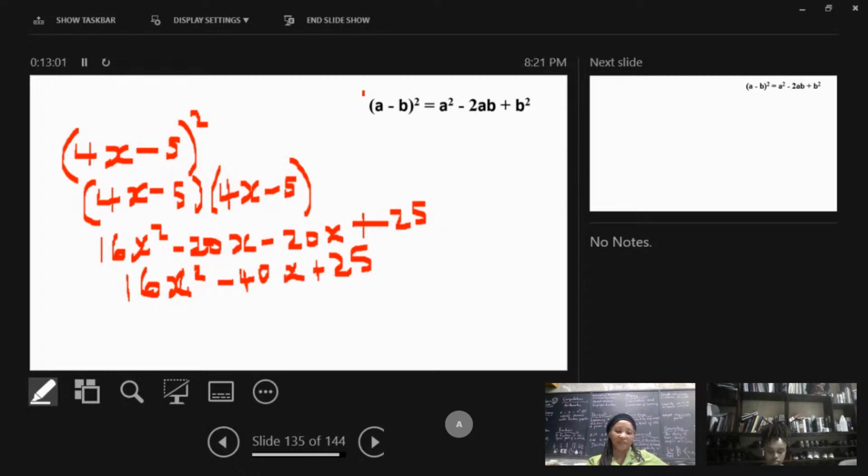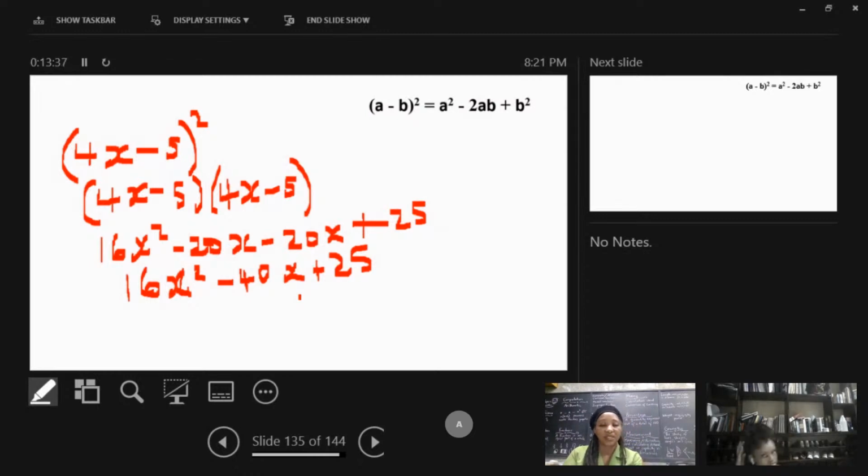So we should have the first term squared here. 4x squared gives 16x squared. At the end, we should have the second term squared. Negative 5 squared gives positive 25. In the middle, we should have minus 2 times the first term times the second term. 2 times 4 is 8 times 5 is 40, so negative 40. So we can see that it follows the pattern.